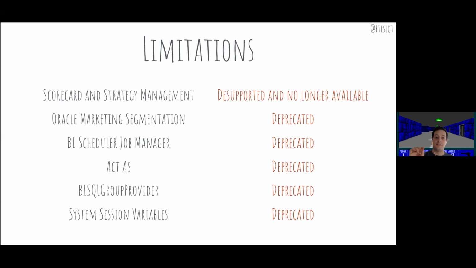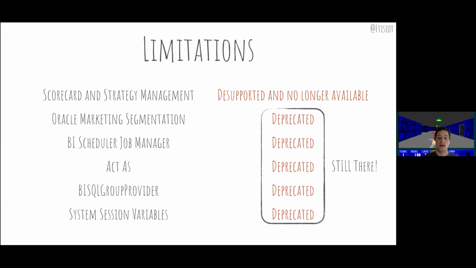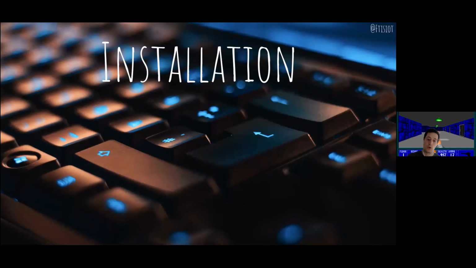You may notice that the first one, scorecard and strategy management, is desupported and no longer available, which means that it's no longer in the product. All the rest is still there. And when asked, the Oracle PMs clearly said that they will be there until a proper replacement is in place. If you want to know more about the limitations, there is a URL at the bottom of this slide that will tell you all the details, all the differences between what was available in OBIEE 12c and what is available in OAS.